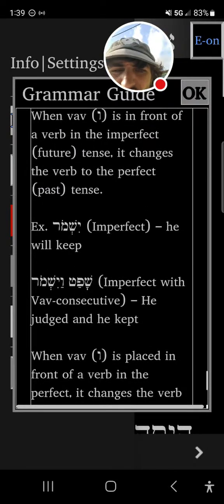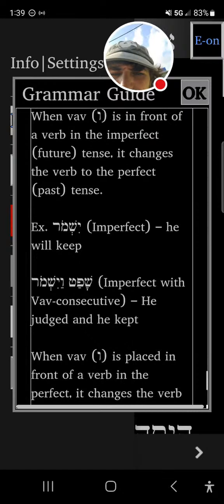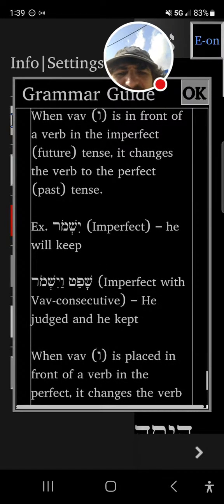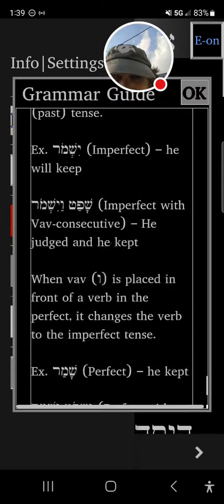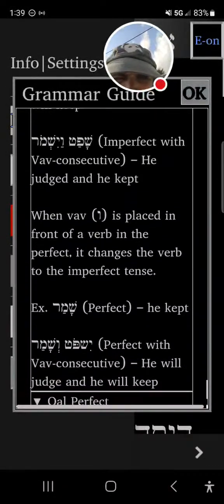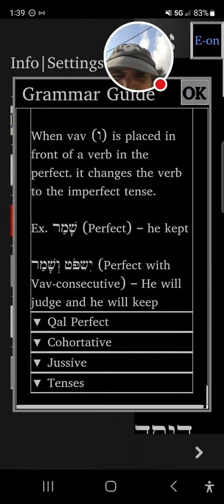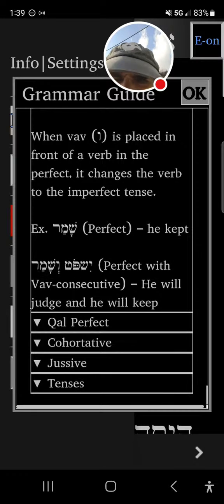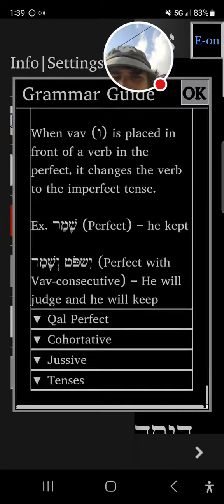Yishmar means he will keep. But if I add a vav, vayishmar, it means he kept. It changes the tense. The same word. We're not changing the nekudot. We're just adding a letter, and the tense changes from future tense to past tense. Again, shamar is he kept, but vishamar with a vav in the beginning, it means he will keep, future.